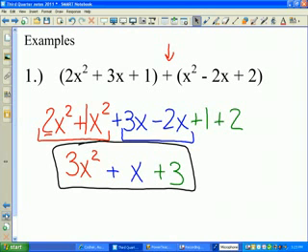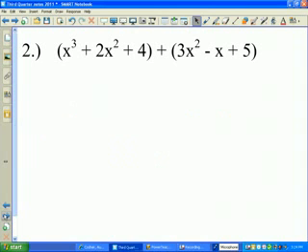So all we're doing is playing a matching game. We're matching the x squareds with another x squared. We're matching the x's with the x's. We're matching the constants with the constants. And then we add them all together. Not all of them, but we add all the like terms together. Okay? I can't go past this stage because x squared and x are not like terms.